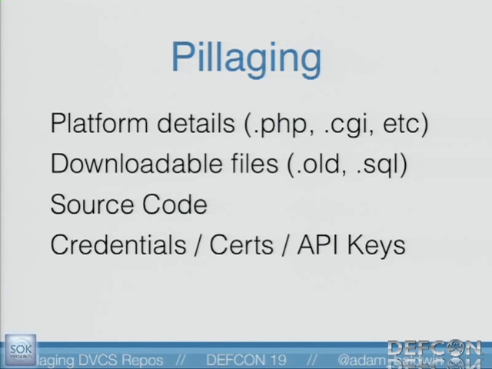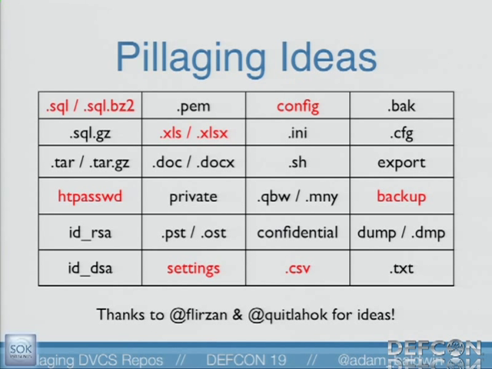So pillaging. Once we have our information, what kinds of things are we looking for? What are we going to find? Well, easy enough, we're going to find platform details. We're going to find if there's backup files, if there's SQL dumps in there, if there's source code. It's a web app, right? That's what it's going to be. Credentials, certs, API keys, just to get you started thinking. Out of those top million sites, here's the kind of stuff that we found.